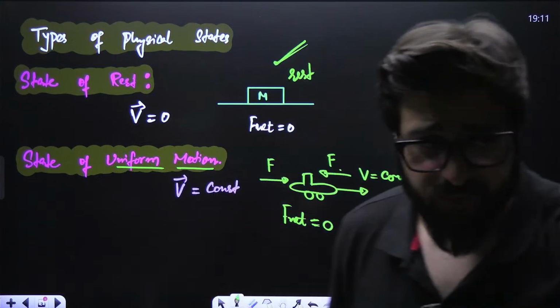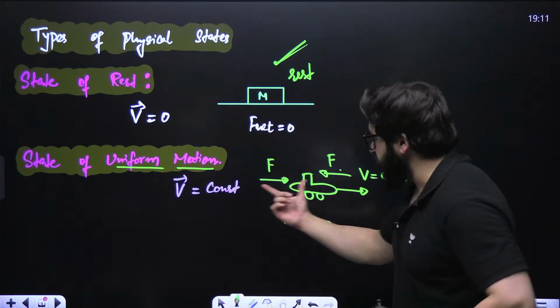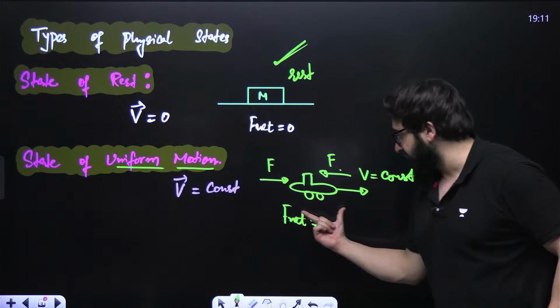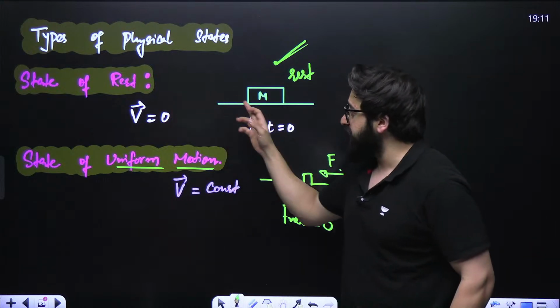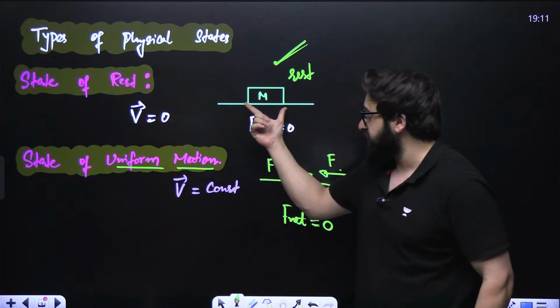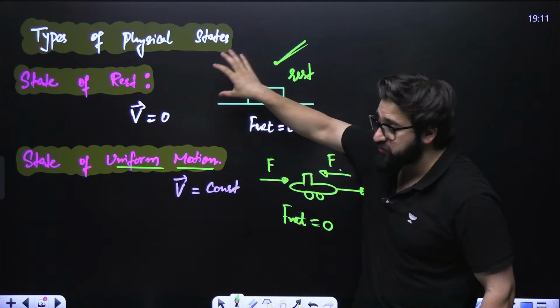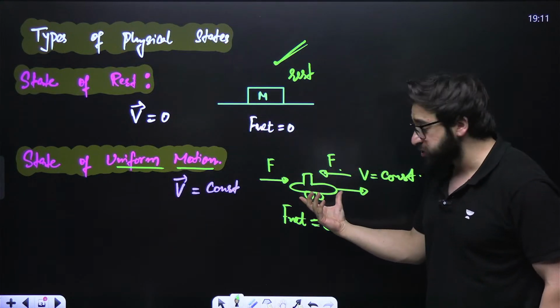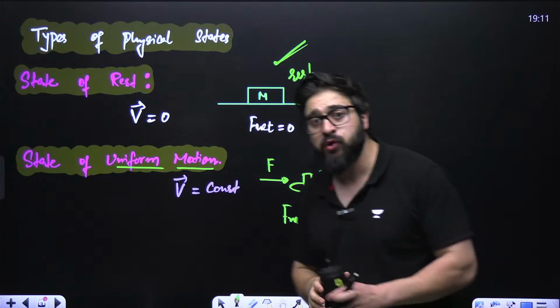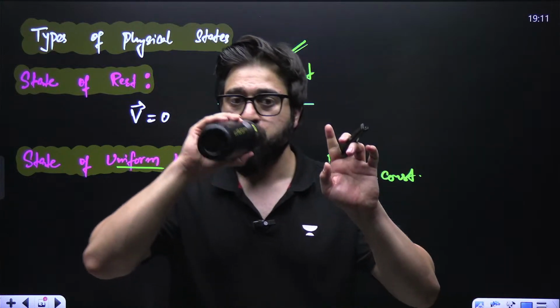Is this clear? I told you two statements. Body is moving with constant velocity, it is uniform motion. Body is at rest, body's velocity is 0, it is at rest. If net force is 0, it will remain at rest. If net force here is 0, it will move with the same constant velocity. Yes, sir.